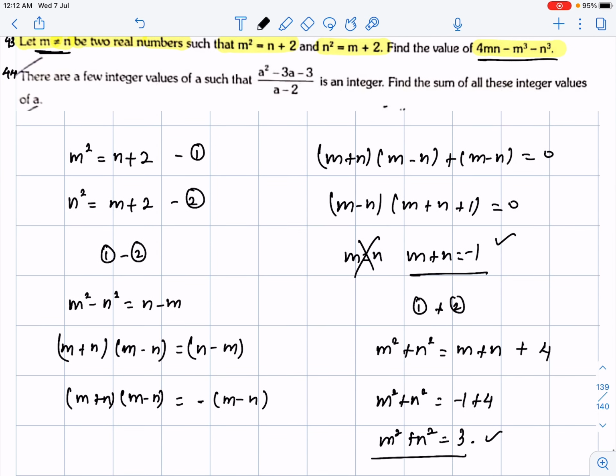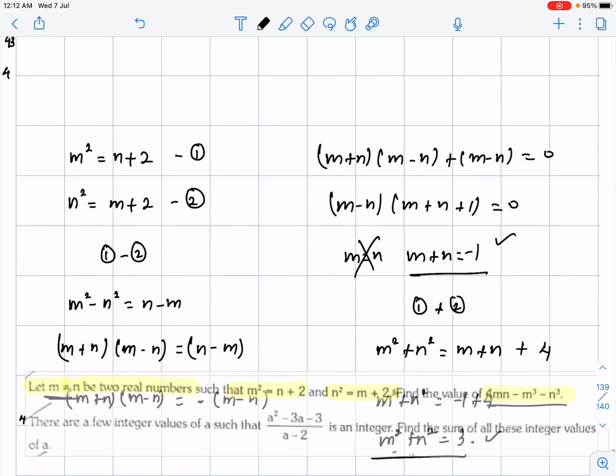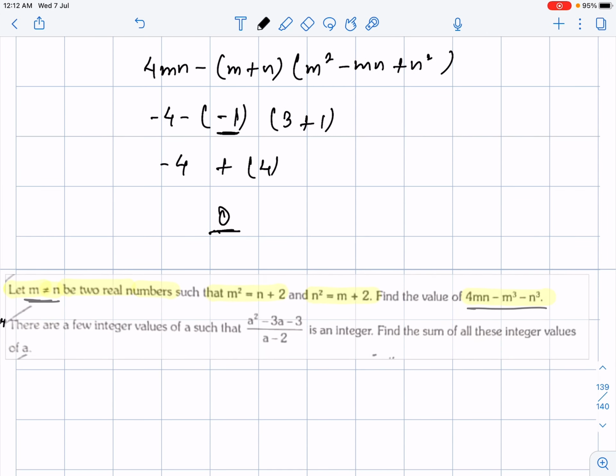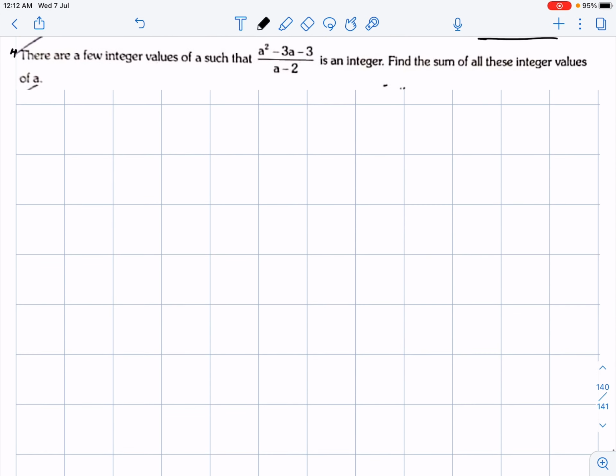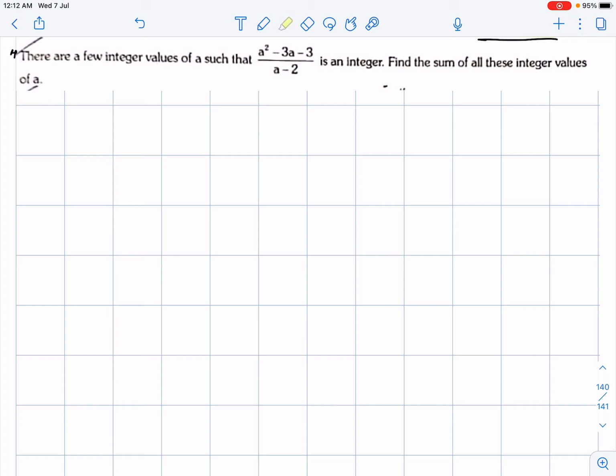Let's move on to the next question. The next question, let's bring it down. There are a few integer values a such that (a square minus 3a minus 3) by (a minus 2) is an integer. Find the sum of all these integer values of a, they are asking.